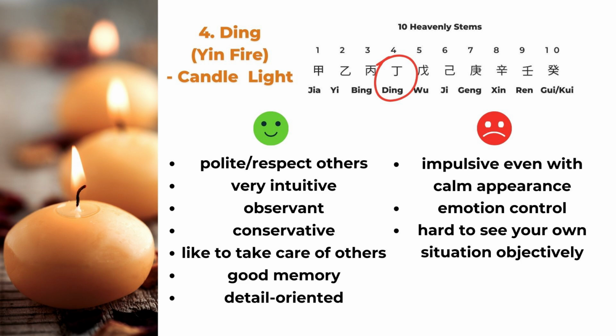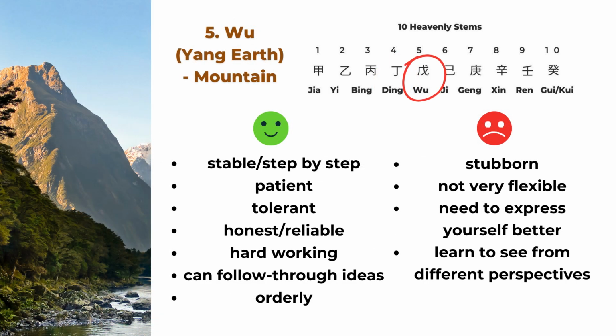And because of that, it's hard for you to see your own situation clearly, even though you are very good at seeing through other people because of your good intuition and observation. But somehow it's harder for you to see your own problems clearly. The next 2 types are the earth type. Number 5 is the yang earth, and the representing image is a mountain. And the number 6 is yin earth. The representing image is a garden soil.